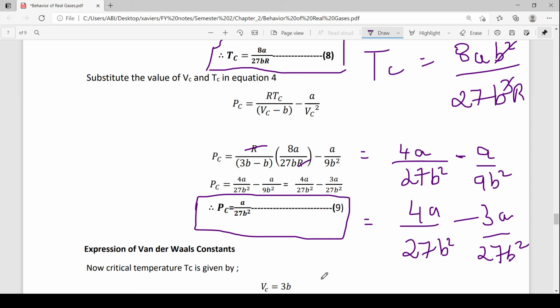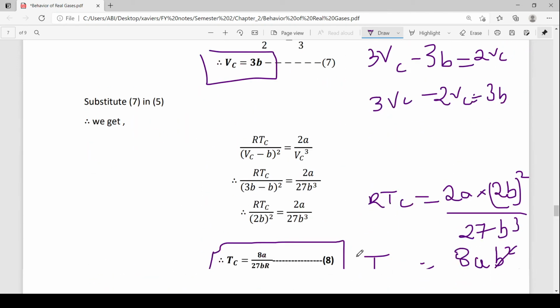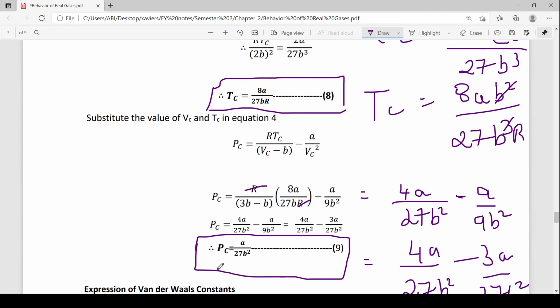Okay, so the critical temperature and pressure vary for various gases. Some will be in the minus degrees, some will be in positive. Anyways, we won't get into what the values are. Just look at this. So PC is A upon 27B square, TC is 8A upon 27BR, and VC is 3B. So equation number 7, 8 and 9. Please keep in mind these equations, or you can even derive them for your problems.